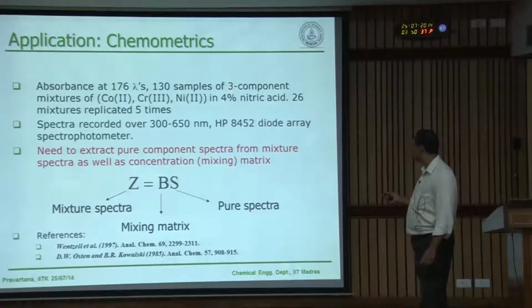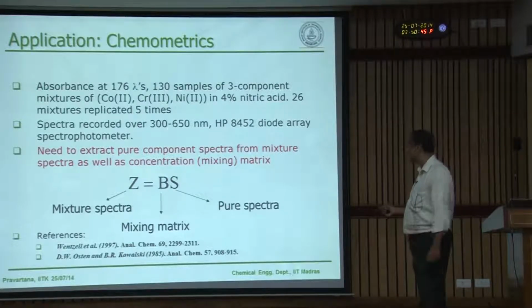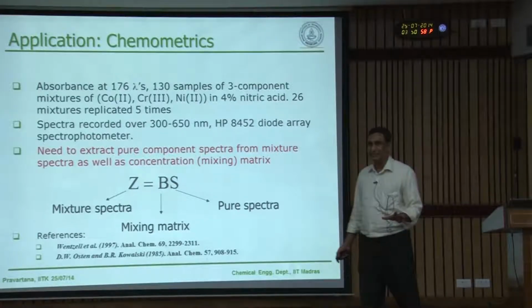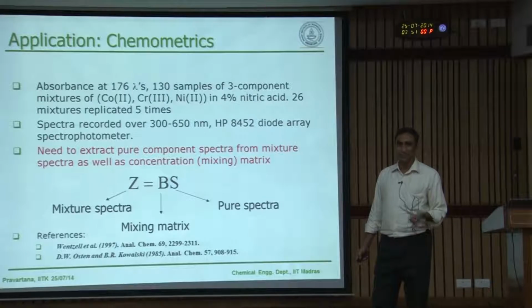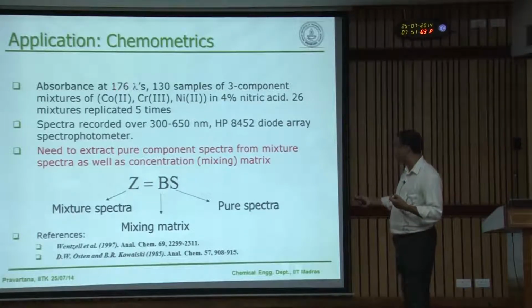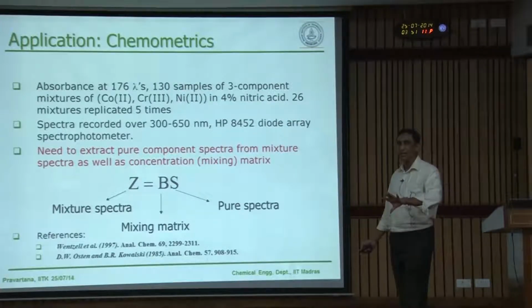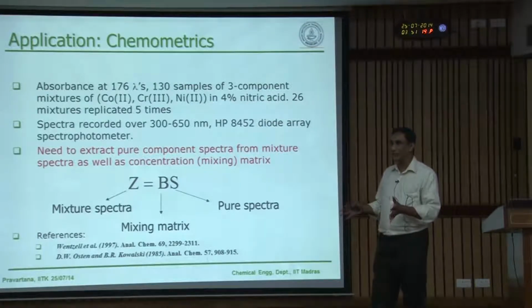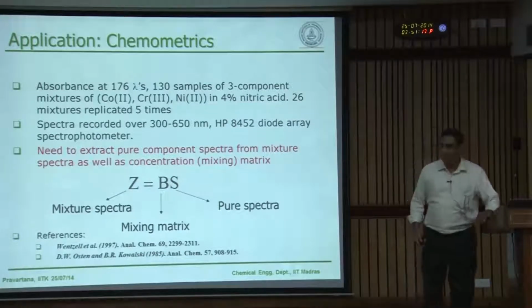So the mixtures were prepared, 27 out of which 1 was thrown out, and then the UV spectra of these mixtures was taken, and this was replicated 5 times for a certain reason. So you have 5 replicates of 26 different mixtures measured at 176 wavelengths between 300 and 650 at 2 nanometer intervals. The absorbance was taken. So essentially you have 176 data points corresponding to each mixture of 130 samples, but these 130 samples actually represent 5 replicates of 26 mixtures. So typically you have 26 mixtures by 176 wavelengths as your data matrix, but there is a replication of each of the rows 5 times.